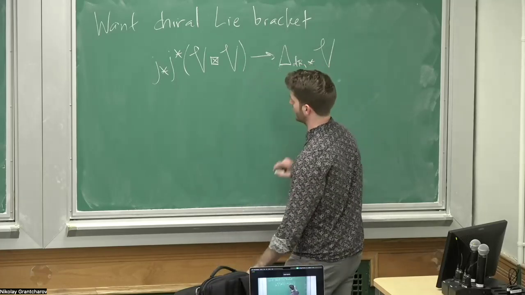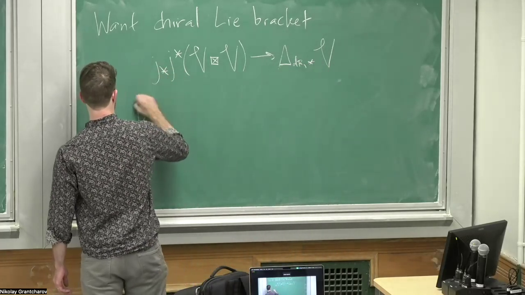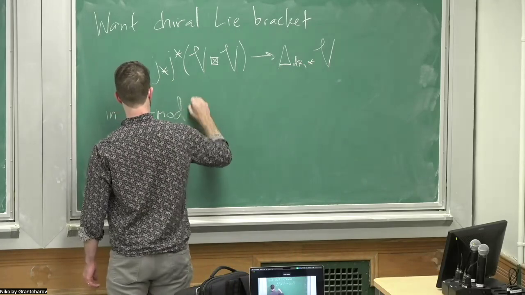Okay, so I'm supposed to construct the chiral Lie bracket. This should take place in D-modules on X squared.